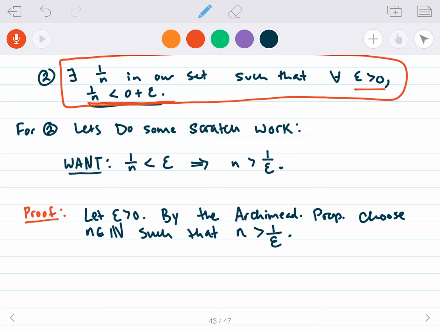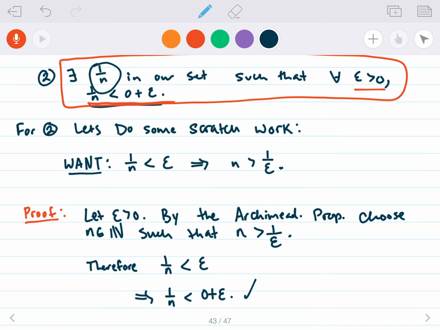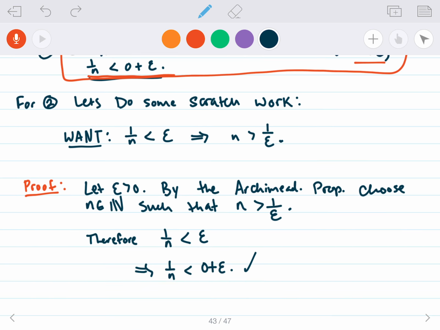So choose that n. Therefore, we rearrange the inequality to get what we wanted back up here. Therefore, 1 over n is going to be less than epsilon. And so, of course, 1 over n is less than 0 plus epsilon. And we're done. Okay, so we found a 1 over n in our set such that for all epsilon bigger than 0, 1 over little n is less than 0 plus epsilon. And we did that by just using the Archimedean property.